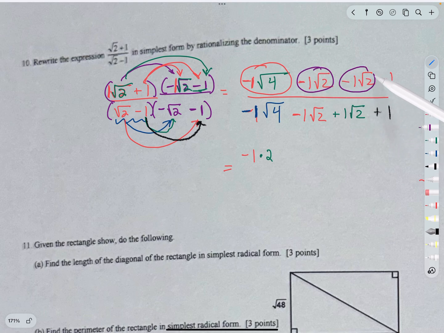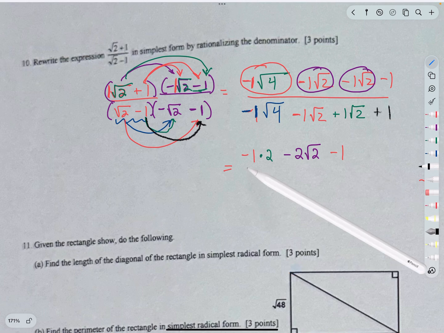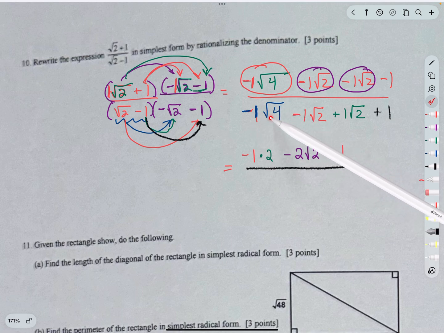These two are like radicals, so I just put them together. -1 minus 1 is -2, counting the number of √2s I have, and then I've got that -1. And then on the denominator, I've got a negative 1 times the square root of 4, but the square root of 4 is just 2. So it's negative 1 times 2, which is negative 2.